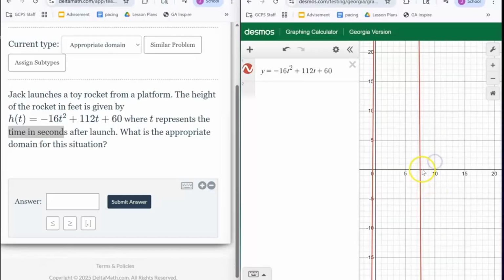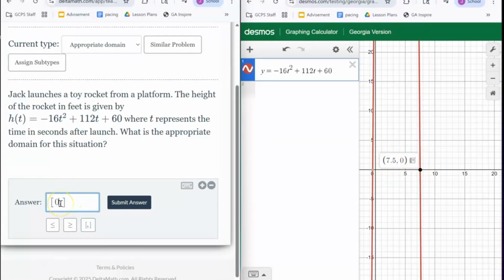When it hits the ground. Now the question is, can I have 7.5 seconds? Yes, I can. So I actually forgot to mention that in the previous example, when you're looking at real world domain, sometimes you can't have half. So for example, if this was maybe about people, I couldn't have 7.5 people. So this real world domain is from 0, 0 included, to 7.5.